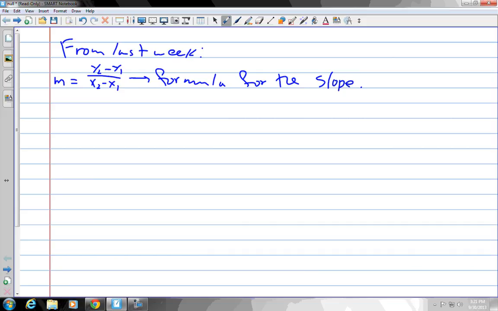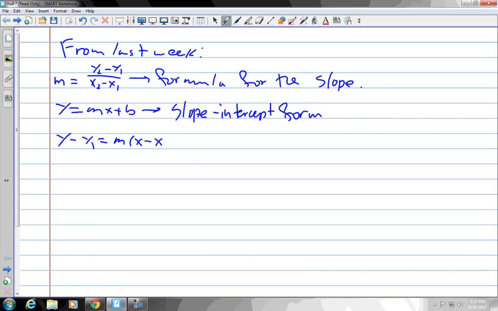We have the y equals mx plus b formula, so that's your slope-intercept form, which gives you the slope of the line and the y-intercept. And another equation of the line was y minus y1 equals m times x minus x1. And that is the point-slope form.